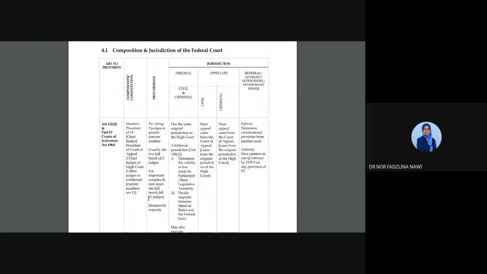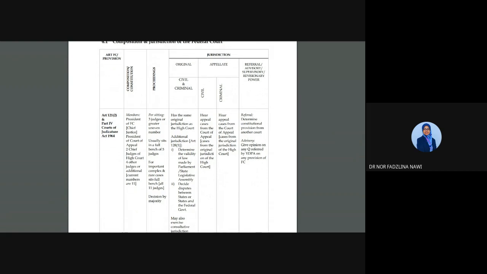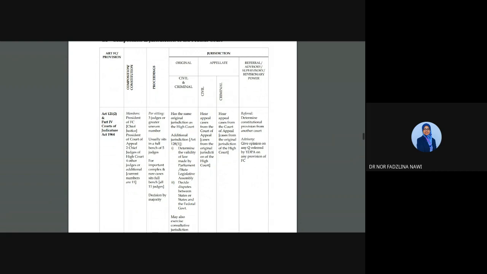I'm not sure if that has ever happened. Usually 7 or 9 is already there. So we have 9 judges or more, 7 judges or more. Okay. For original jurisdiction for civil and criminal matters, the Federal Court has the same original jurisdiction as the High Court. It is the same for criminal. But of course, if the High Court can already hear it, the Federal Court will not hear it first.